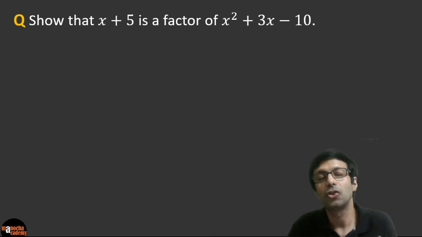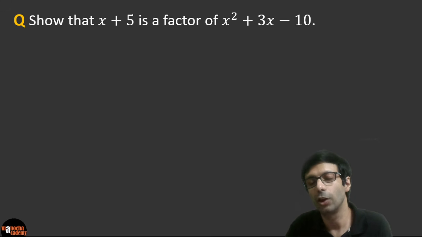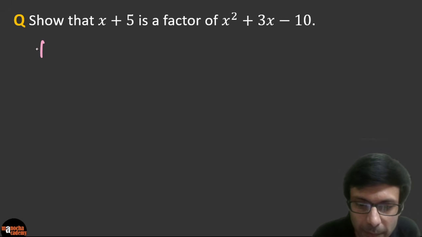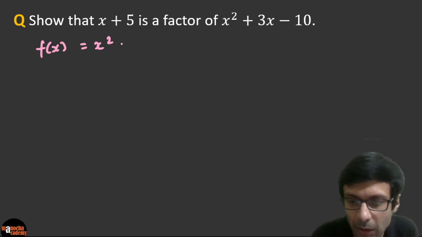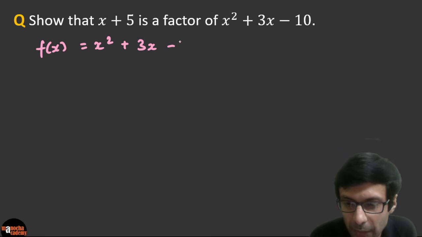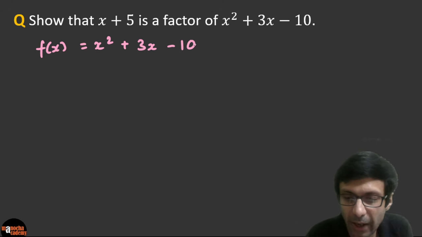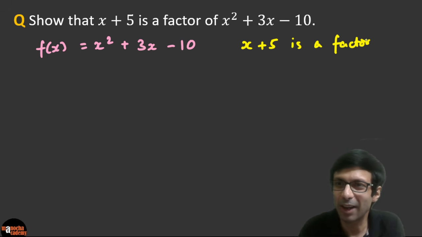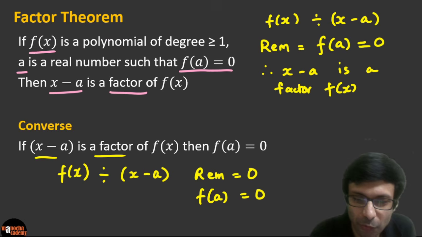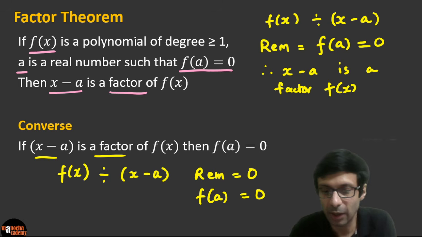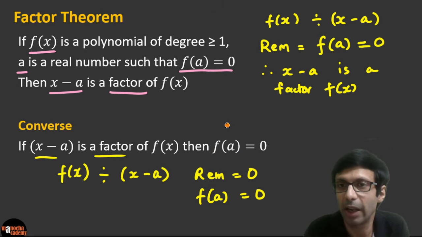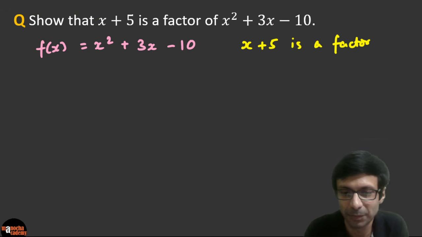So this example says that show that x plus 5 is a factor of the polynomial x squared plus 3x minus 10. Okay, so guys, here's our polynomial, x squared plus 3x minus 10. And we need to show that x plus 5 is a factor. And when you read this word factor, it means you need to apply factor theorem. So what factor theorem do we need to apply? If it is a factor, can you see? We are going to use the converse here. So if x minus a is a factor, then f of a should equal 0. So let's apply that here.